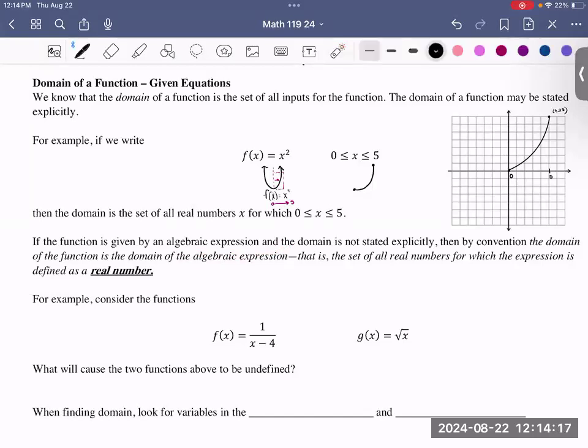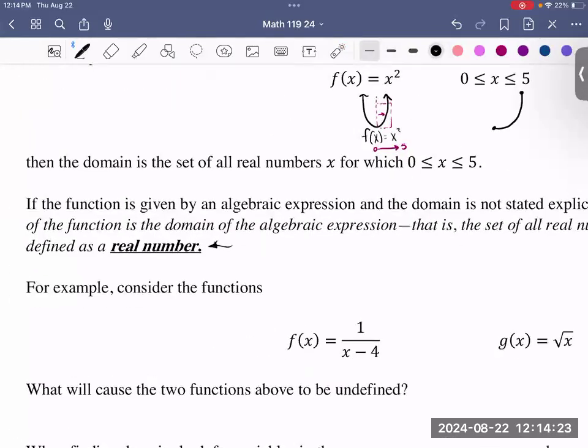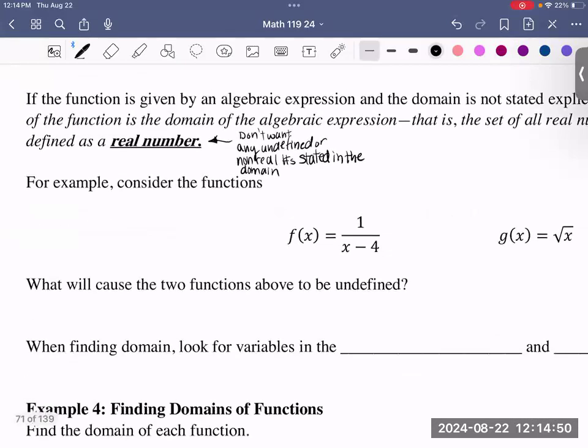So what it's trying to say there is we don't want any undefined or non-real numbers stated in the domain. So let's consider the following. The one below it says f of x is equal to 1 over x minus 4.